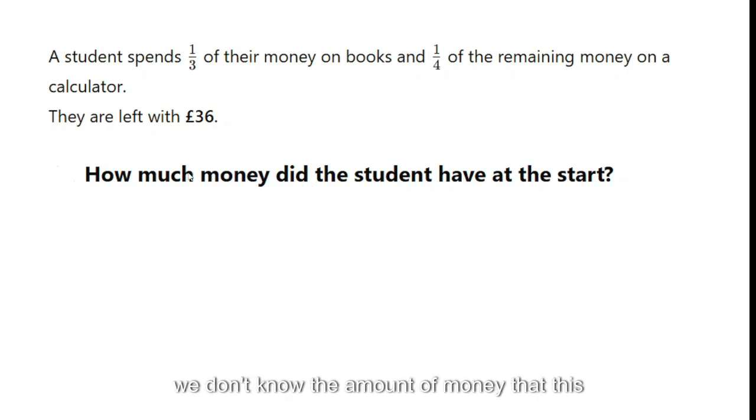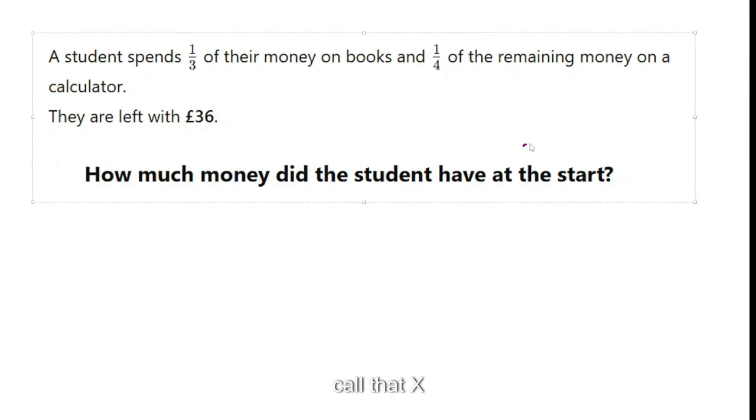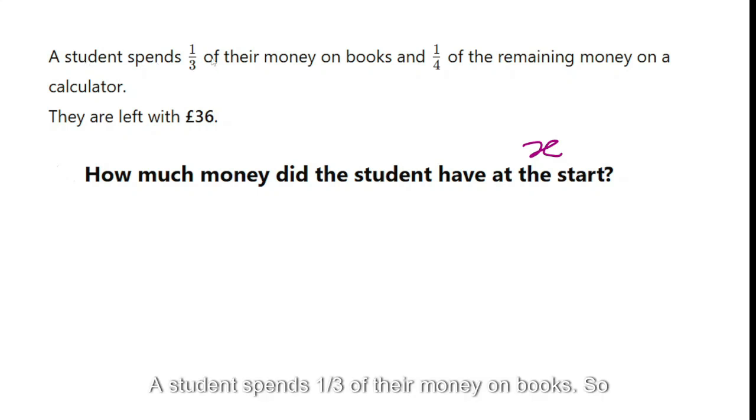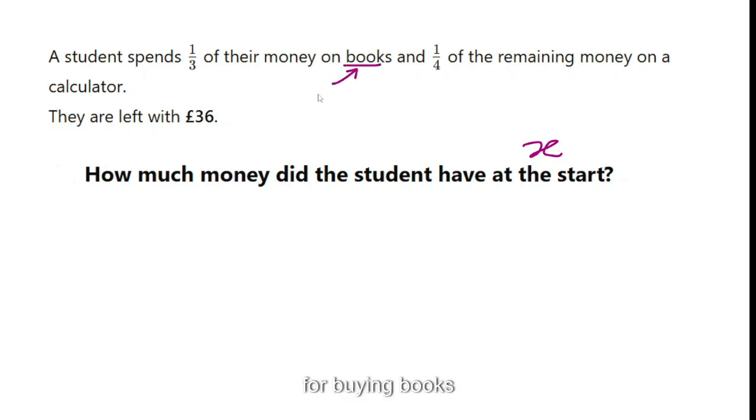Now, we don't know the amount of money that this person had, so let's call that X. A student spends 1/3 of their money on books. So, for buying books, this student spent 1/3 of X. Now this is the really important one here: a quarter of the remaining money.